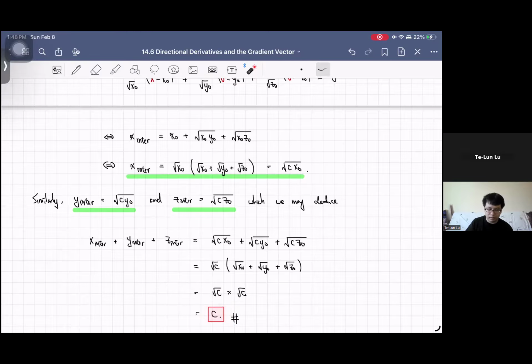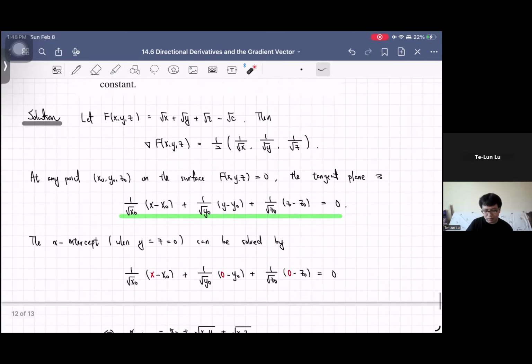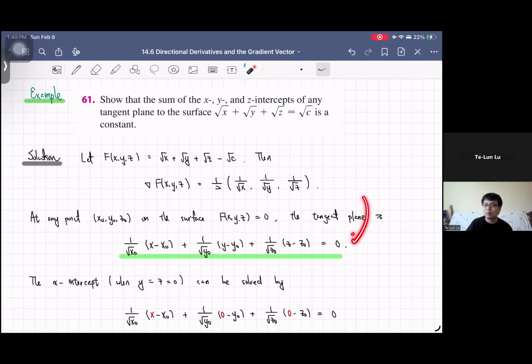Okay, so that's a kind of fascinating conclusion. We won't go deep, but this is one of the applications of finding the tangent plane.